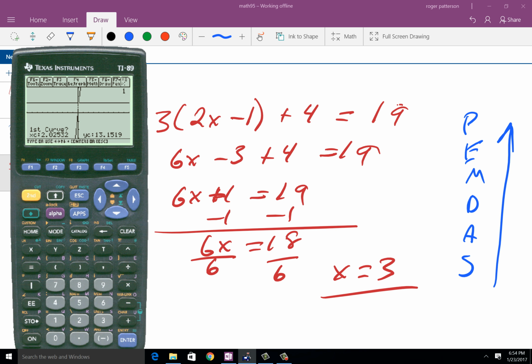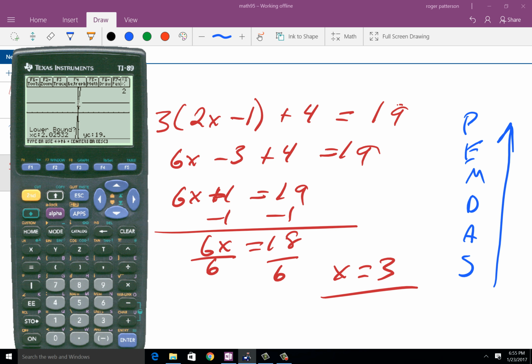So I just pushed 5. What does it say now? What's it say on the bottom of the screen? It says first curve. So it's asking you which one of these two equations you want to find the intersection of. Well, you only have two graphs on there. So if you press enter twice, okay, it's satisfied. Now it says lower bound.